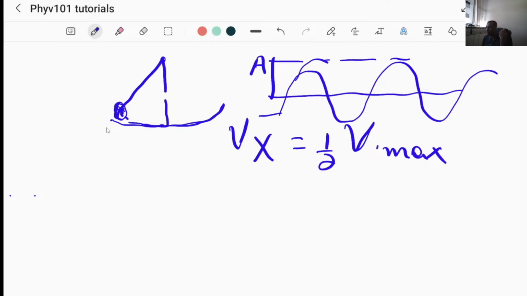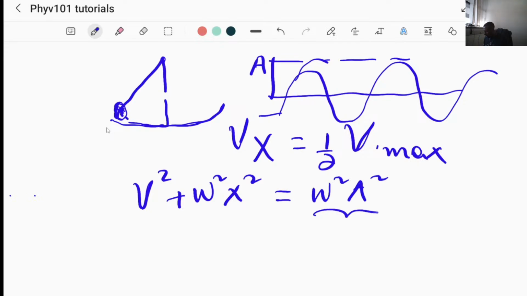I'm not going to go into the definition. I know that v squared plus omega squared x squared must be equal to omega squared A squared. Go back to the derivation if this is difficult for you, but I have seen on your lecture notes or on Professor Team's video, this is indicated. This is basically by the maximum.